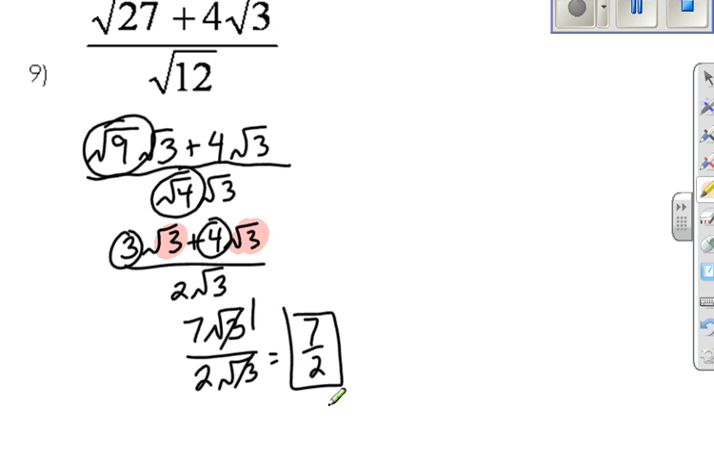I know it seems a little strange. You could write it as 3.5, which is equivalent to 7 over 2. But typically in an algebra class, it's okay to write your answers as an improper fraction. So this is what you would probably see on my answer key.